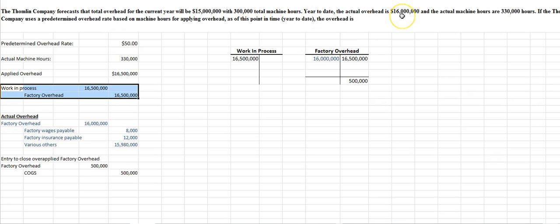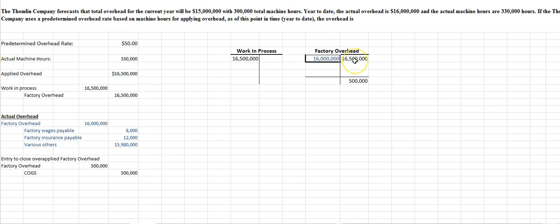Now it turns out that our actual overhead was 16 million, right? So what's that entry? Well, you would recognize the 16 million factory overhead with a debit over here. And then these are the different things that cause that overhead: factory wages payable, factory insurance, depreciation on a machine, accumulated depreciation, sorry, it's not expensed yet, on a machine over here. But this is the entry for actual, so it would be put on the debit side.